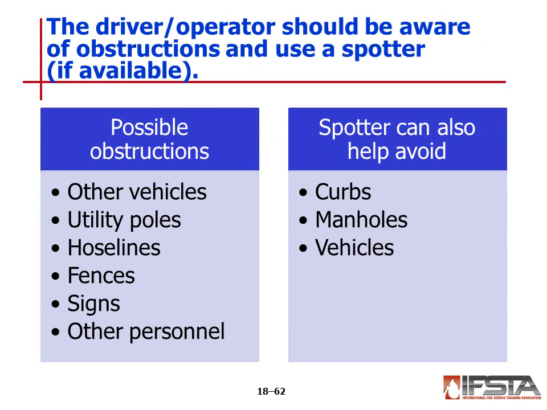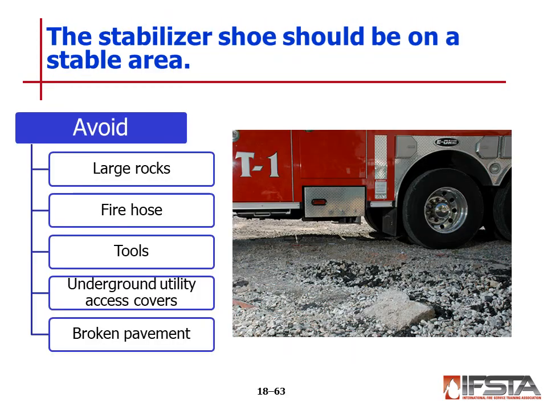Whenever possible, a spotter should assist the driver operator with positioning the apparatus, because a spotter can help avoid curbs, manholes, and vehicles. If possible, position a second firefighter in the area of the stabilizer deployment to keep people away from the stabilizers in the contact zone. The driver operator should move the following objects to ensure stabilizer shoe contact areas are as stable as possible: large rocks, fire hose, tools, underground utility access covers, and broken pavement.